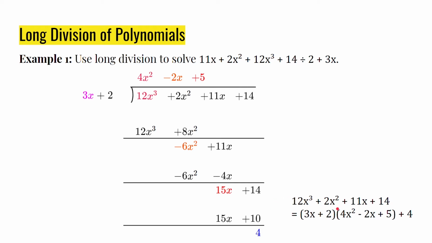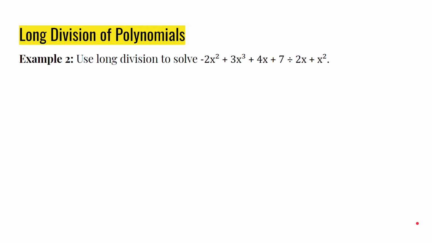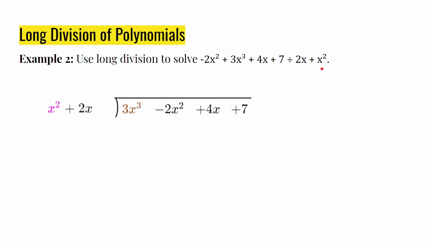12x cubed plus 2x squared plus 11x plus 14 equals 3x plus 2 multiplied by 4x squared minus 2x plus 5, plus 4. Now example 2. Use long division to solve negative 2x squared plus 3x cubed plus 4x plus 7 divided by 2x plus x squared. Again, rearrange the equation from the highest degree to the lowest.